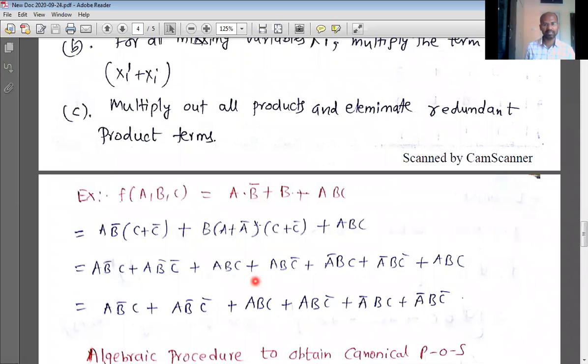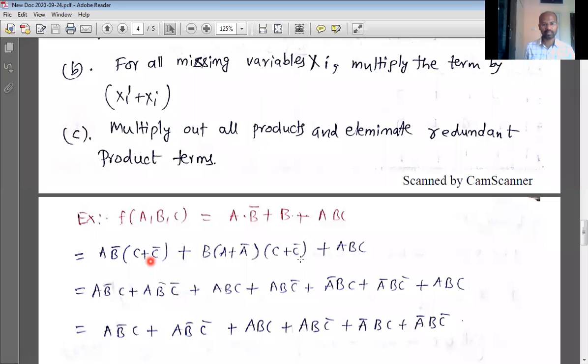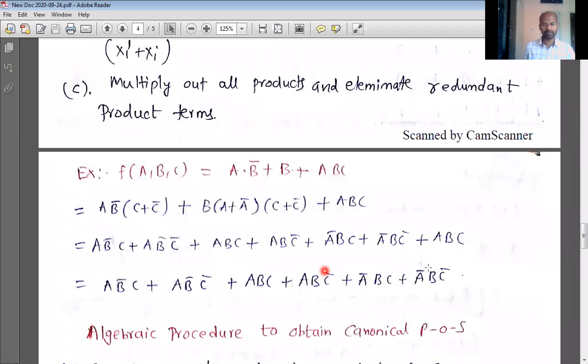The same thing is said in the steps also. You read those steps again and understand it. The last step says multiply out all the product terms. That's what we have done here. Multiply out all the product terms and eliminate the redundant product terms. In this example, we got one term which appears twice. ABC is the term which happened twice in this expression. So you consider only one term here and ignore the repeated one.